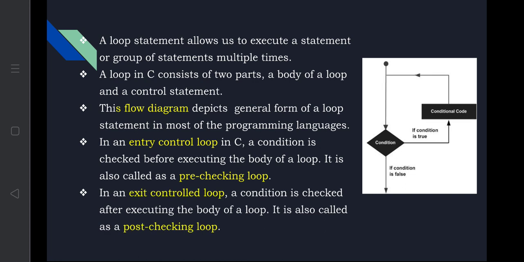Then what is a post-checking loop or exit control loop? First the body of the loop is executed once, then only the condition is checked. If the condition is true, the loop is repeated again and again. If the condition is false, it will come out of the loop. So that is called an exit control loop, also called a post-checking loop. Okay, so this is the definition and flow diagram of the loop.